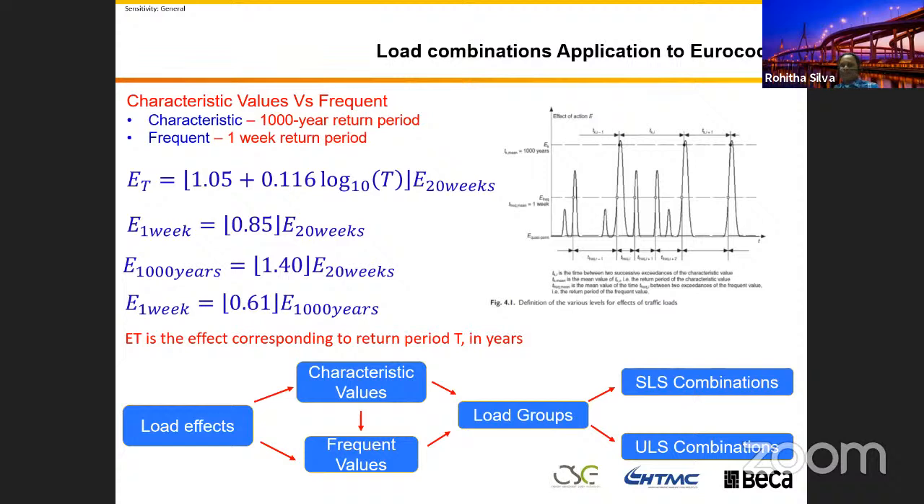The reason why I put these slides in here is because when you go to Eurocode, Eurocode has one table for frequent values. That one they combine with the 0.75, 0.6, and that sort of combination. I'm not an expert in the Eurocode, but this is just what I got here. They consider the characteristic and frequent effects in the bridge design. They want to incorporate them. They want the designer to look at it in different ways.